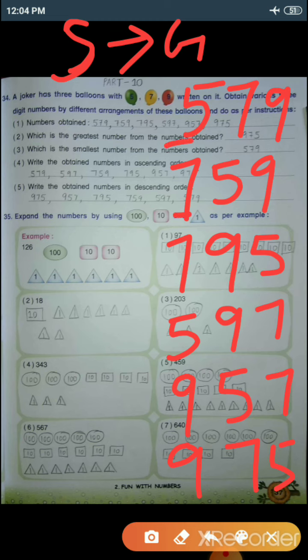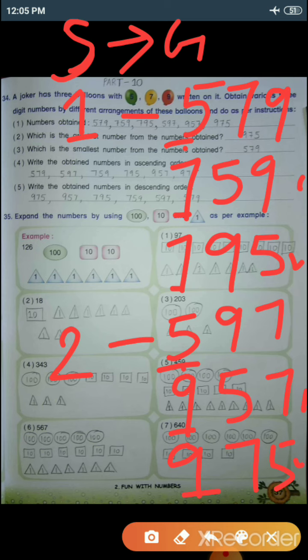First we'll concentrate on the first digit of these numbers. So 5 and 5, these two are smallest. After that 5 and 5, then second digit 7 and 9. So which one is the smallest, 7 or 9? 7. So we'll give it as first rank. Then the second one is 597. After that 759, 795, 957 and 975.